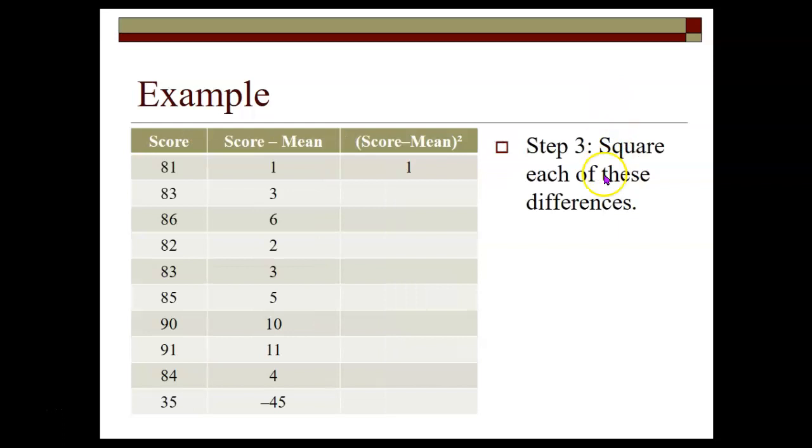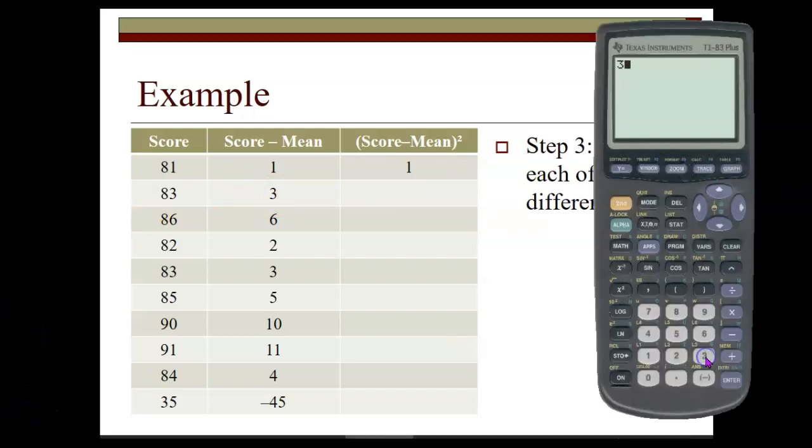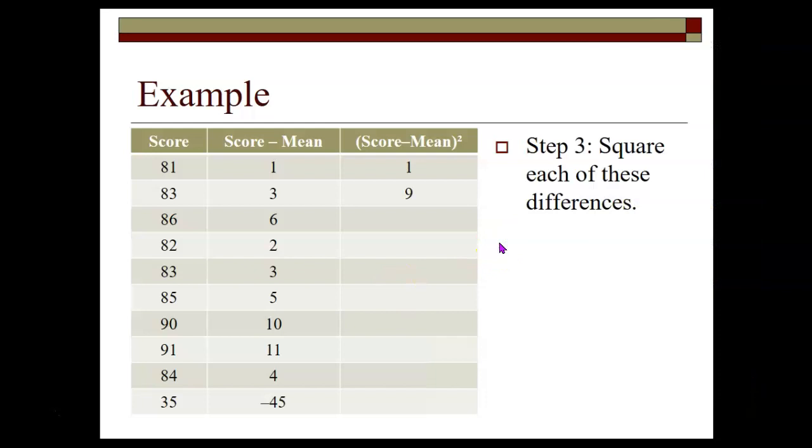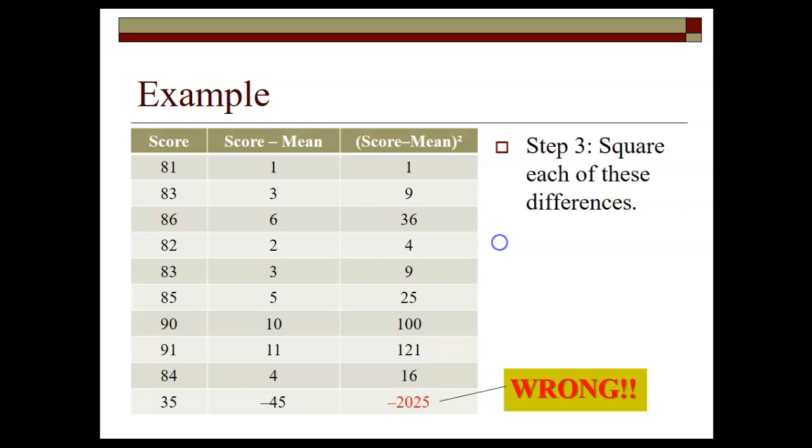But now we're ready for step 3, and that's where we square each of these differences. So each of the numbers in this column gets squared. That is, it gets multiplied by itself. 1 squared, 1 times 1, is 1. 3 squared, 3 times 3 is 9. 6 squared is 36. 2 squared is 4. 3 squared is 9, and so on.